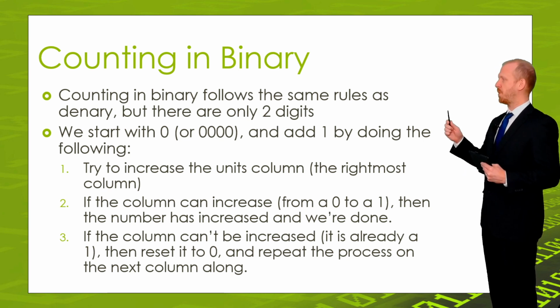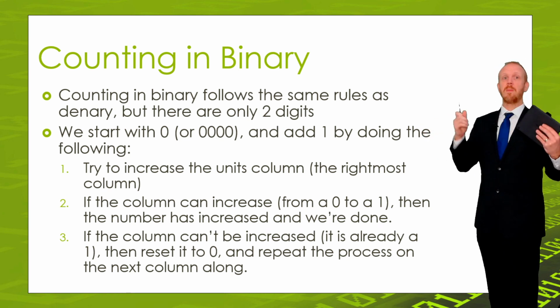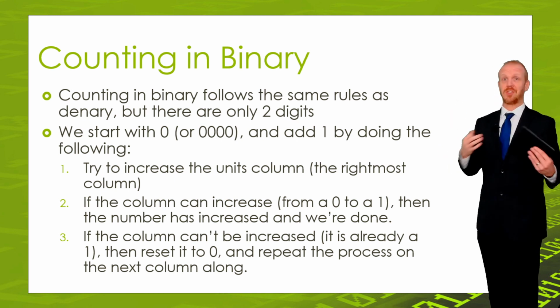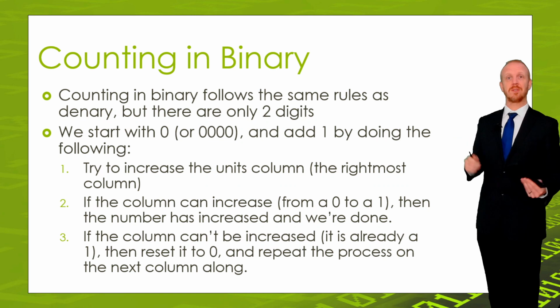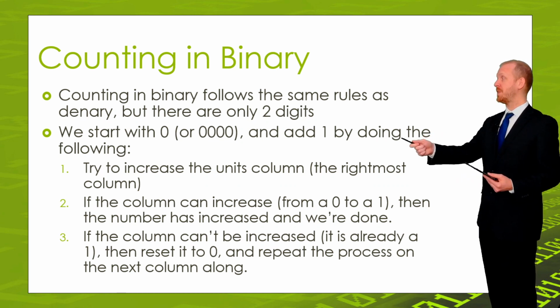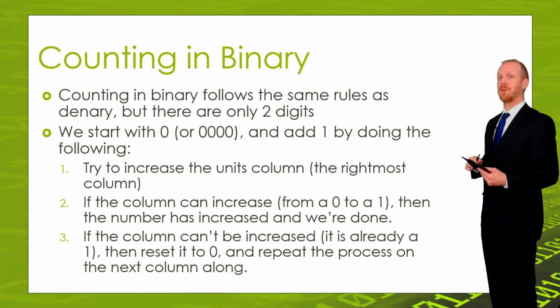So first of all, we start with 0. Remember, there are things called leading zeros. The number 0003 is just the number 3. We just don't write those leading zeros. In binary, we do tend to write the leading zeros. So 0 we would normally write as 0000.